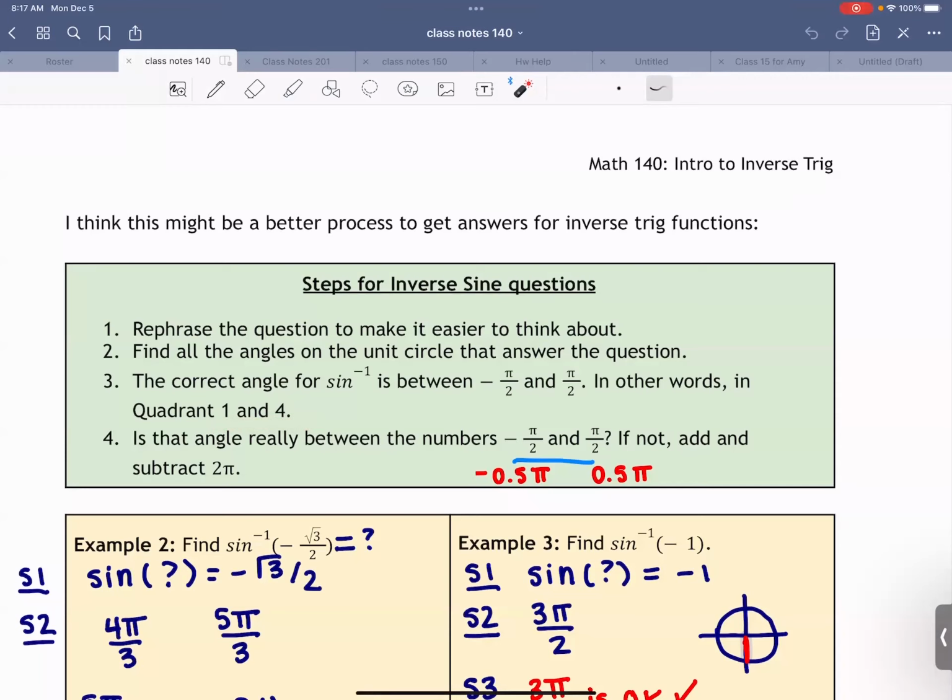Number 4, sometimes we get an angle that's in the correct quadrant, but it's not actually between the two numbers, -π/2 and π/2. For example, it might be in the correct quadrant, but it's not represented the same way. So to combat that, usually we subtract off 2π to make sure that it's in the right quadrant, or between the two numbers.